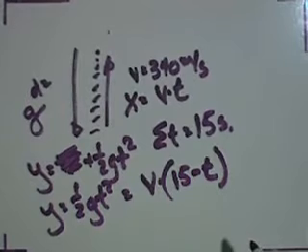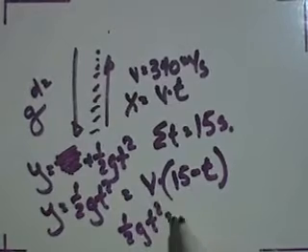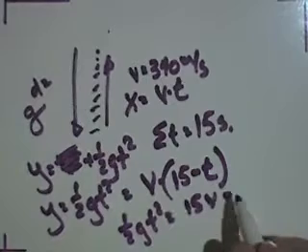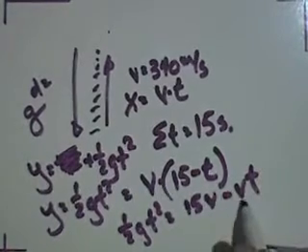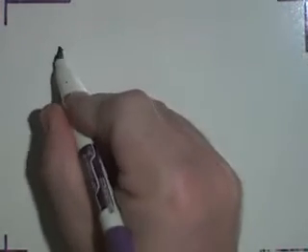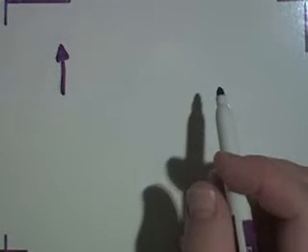And all of a sudden we're back in our quadratic. 1/2 g t squared is equal to 15v minus vt. v is a known quantity, g is a known quantity, t becomes the unknown quantity, and it's solved using the quadratic.